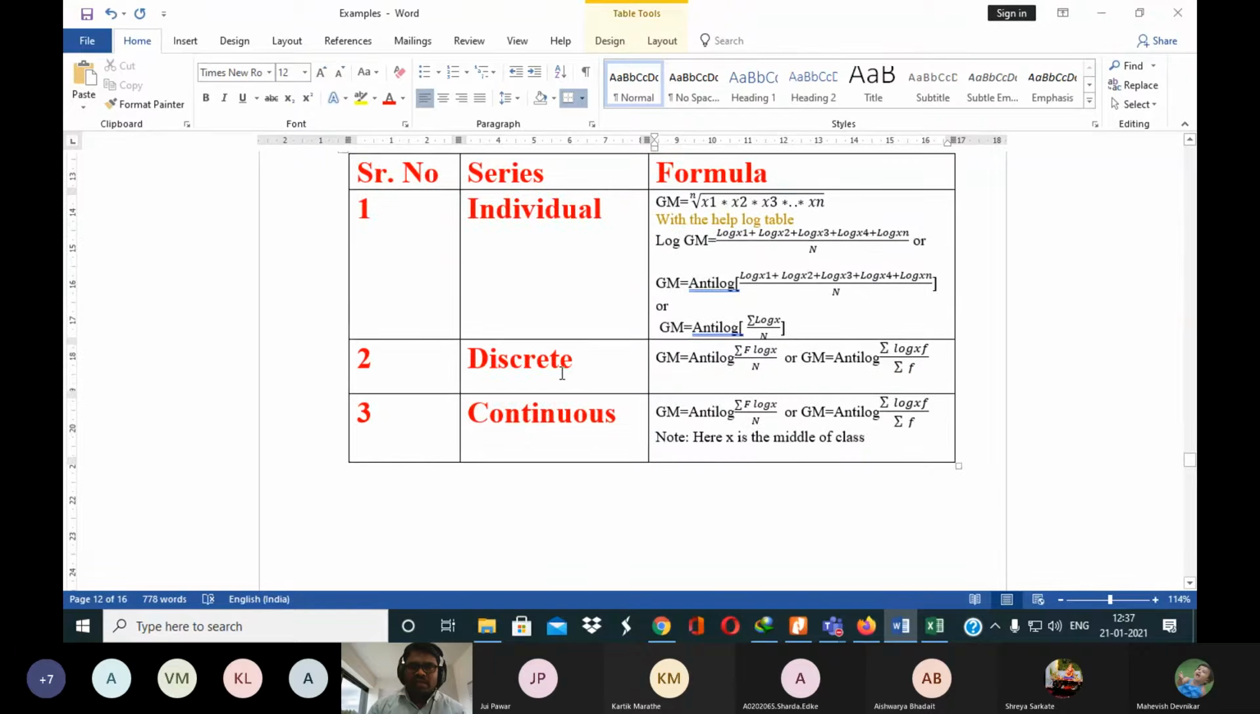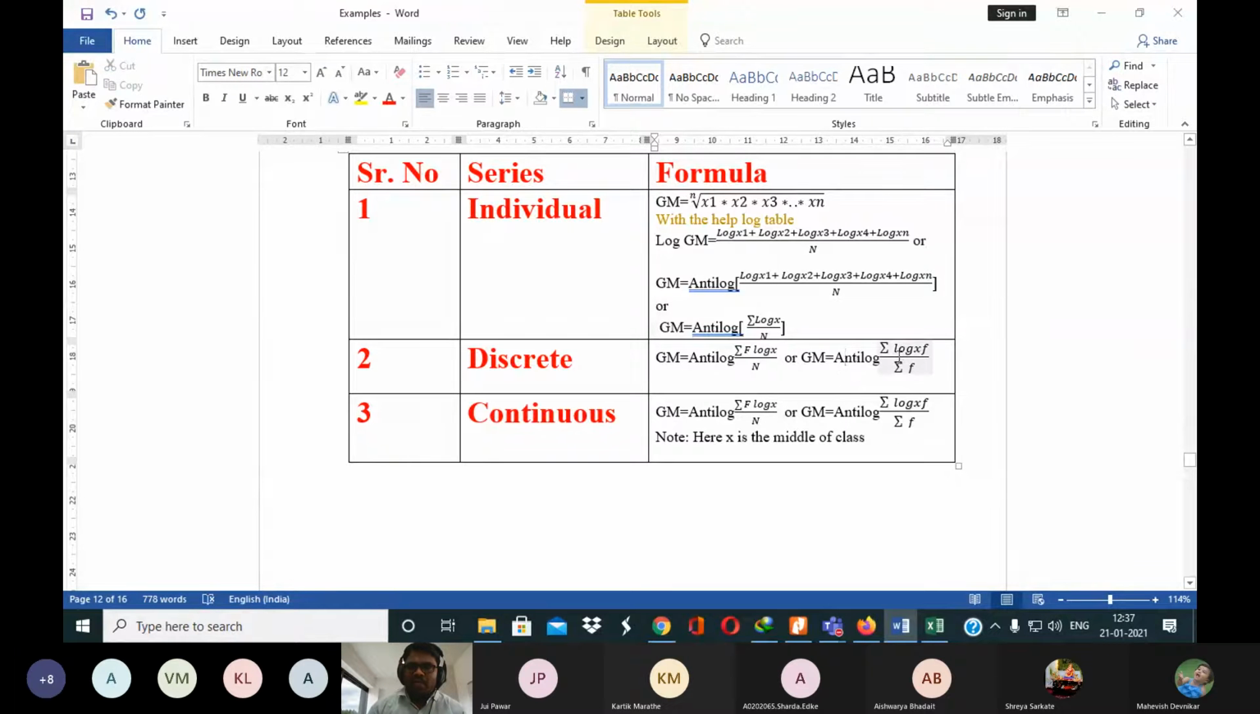In a similar way, we have seen how the discrete and continuous formulas can be derived. Here is the geometric mean for the discrete series. Discrete series means the data is given with the frequency. So instead of the normal individual formula of the geometric mean, we have to add the frequency. Only f will be added, so f into log of x divided by n.